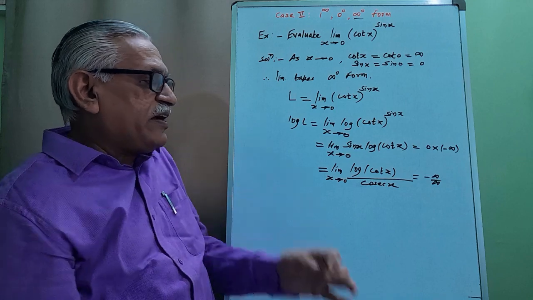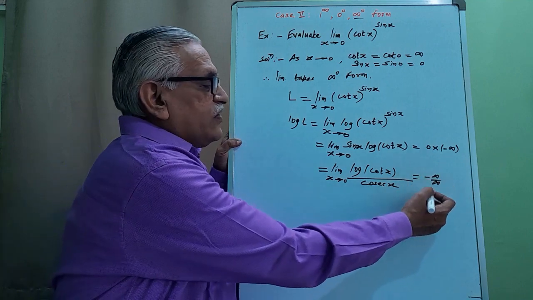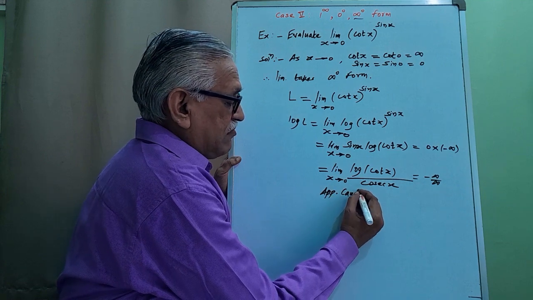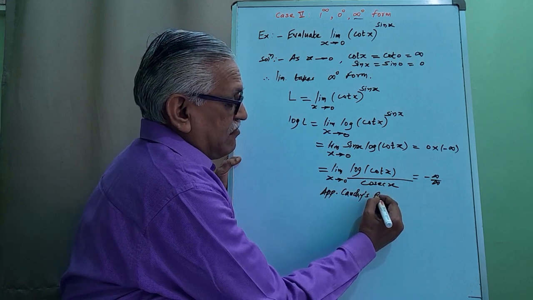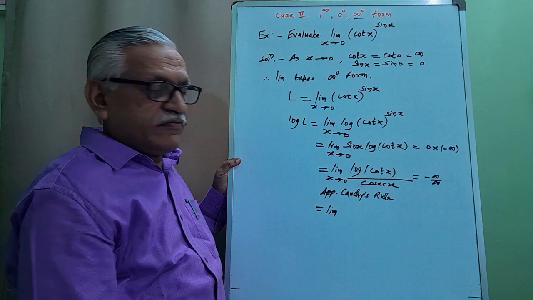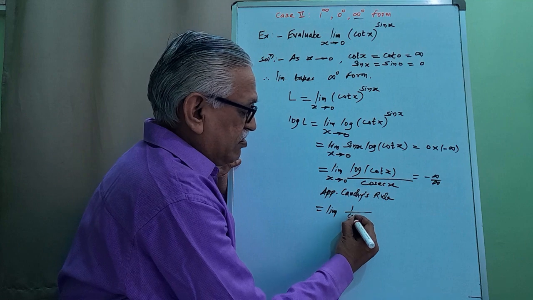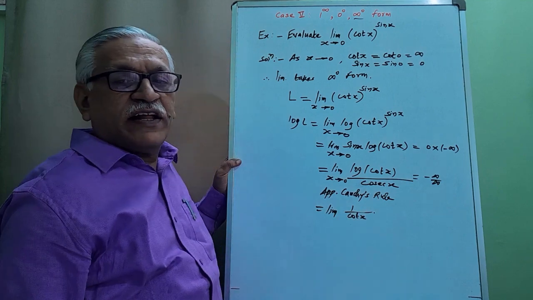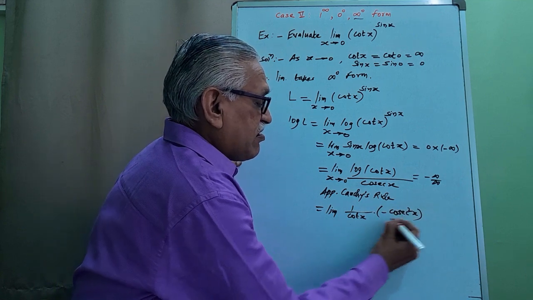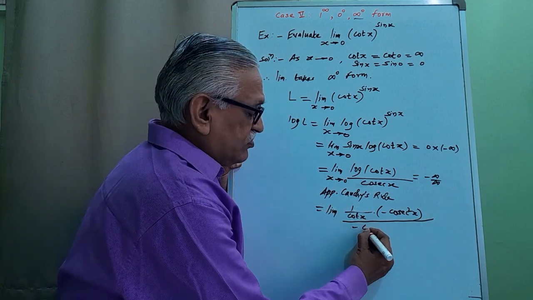Therefore it is infinity by infinity form. Then as we get infinity by infinity form, applying Cauchy's rule, differentiating numerator and denominator with respect to x. Derivative of log is 1 by cot. Chain rule: derivative of cot is minus cosec square x. Differentiation of cosec is minus cosec cot.